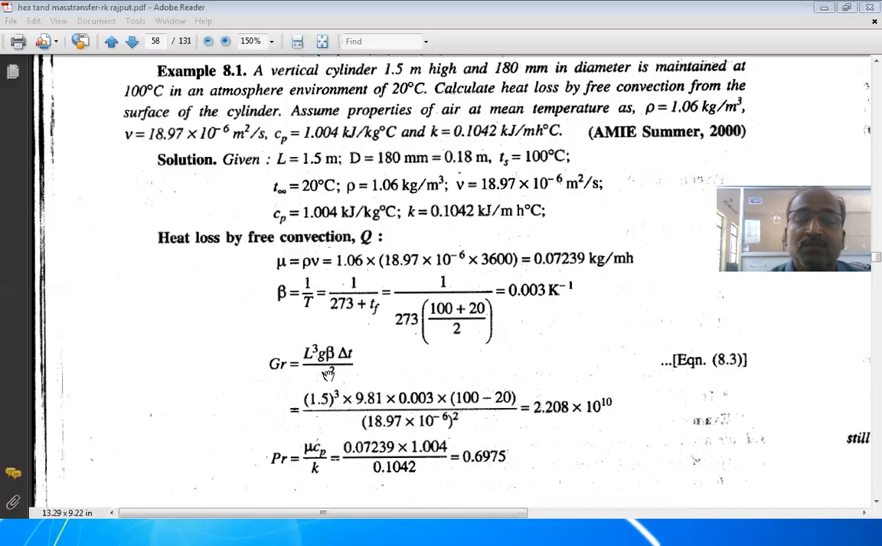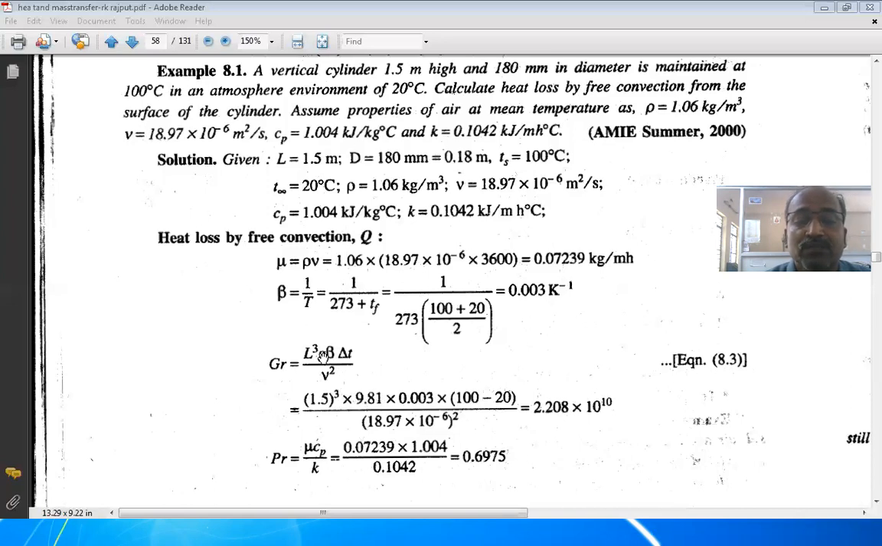Grashof's number is L cubed g beta delta T over nu squared. You don't have to memorize this, it is available in the data book, so don't worry about it. So the length of the cylinder raised to 3, so 1.5 meter.